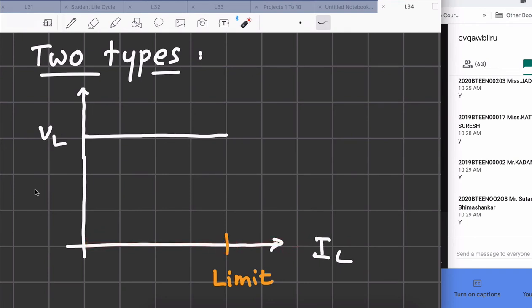So when the limit is crossed, the output voltage will drop, but the current will remain constant. So this region is called the constant voltage region, and this region is called the constant current region.